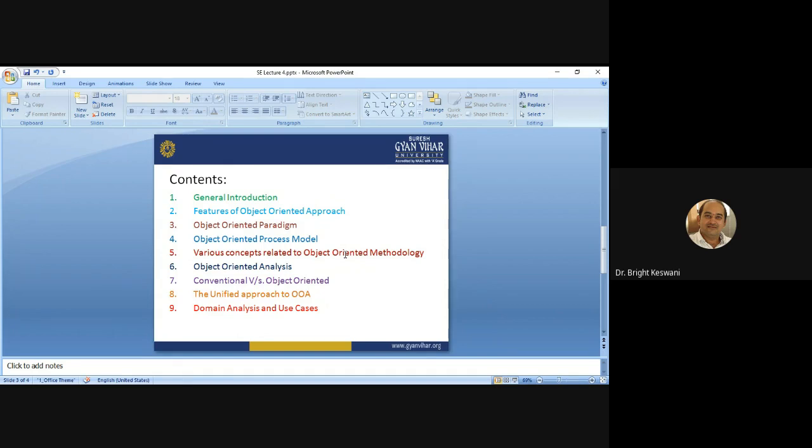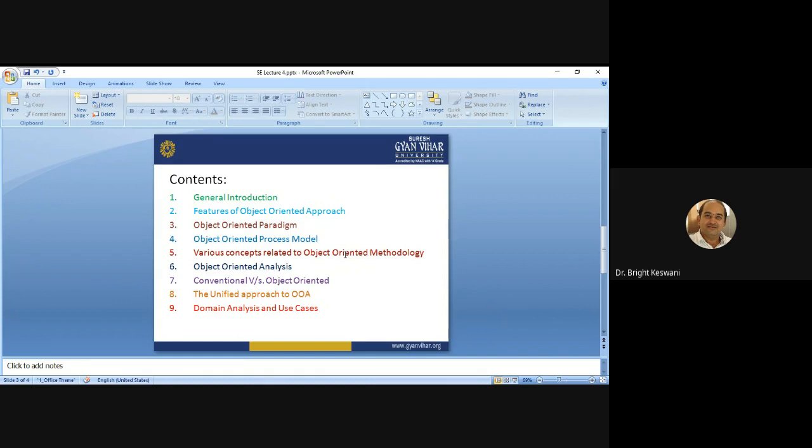Now the next part is the object oriented process model. It is a very important thing. There are some steps. The first step is that all the requirements or basic problem classes are understood by the developer, who makes a plan and considers the risk analysis.